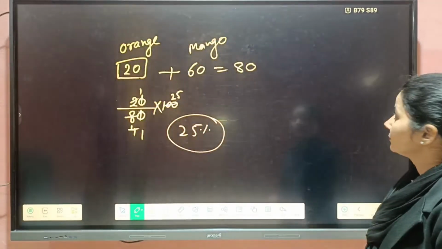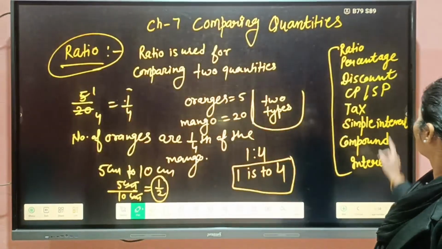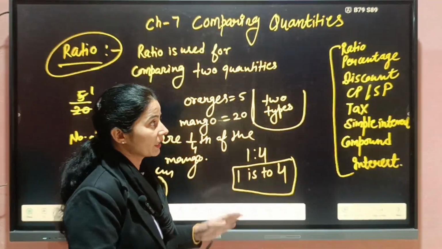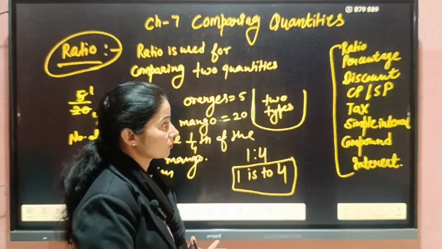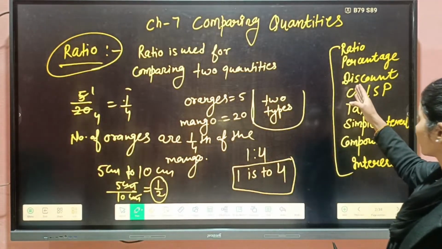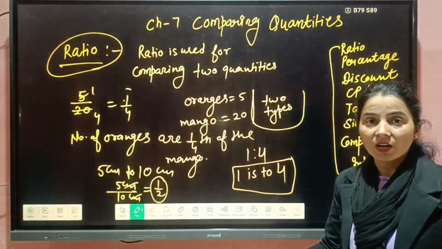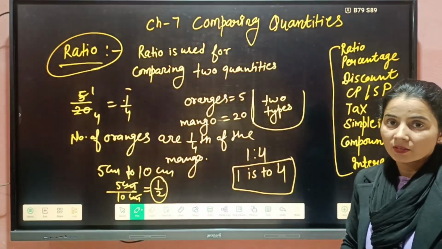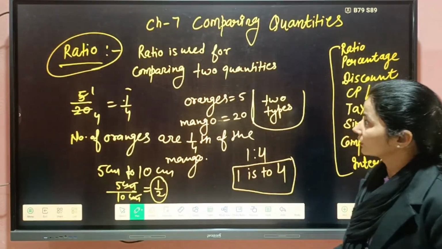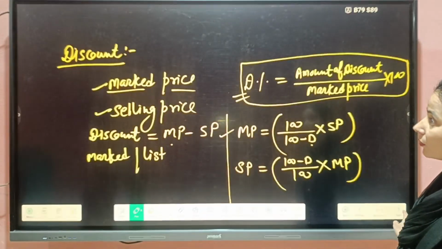After that I told you about percentage, which means out of 100 you have to find the quantity, and then I told you about discount. What is discount? Discount is given on the marked price. It is a reduction of amount from the marked price to attract buyers or to enhance their sales. Some formulas we also discussed related to this discount.